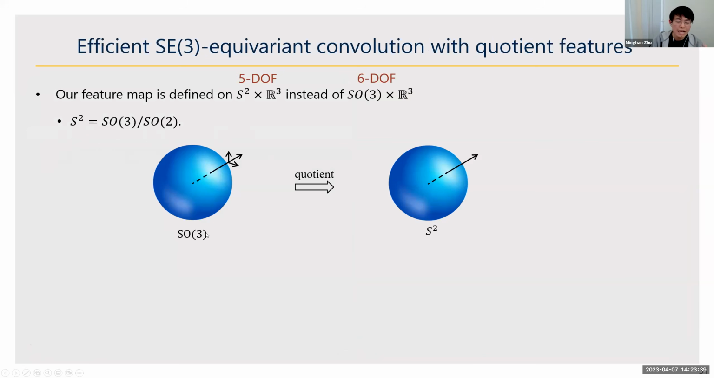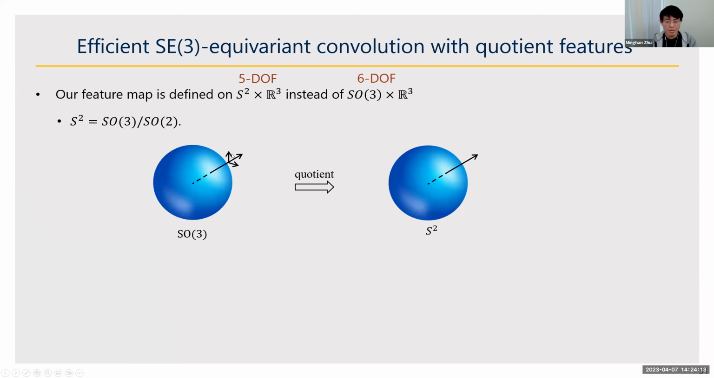So basically, SO3 is a group of 3D rotations. It can be understood as all the rotations of a ball. And every rotation of a ball can be specified by a rotational axis and the angle around this axis. By taking the quotient of this SO3 rotation by the planar rotation, it's basically to group all the rotations over the same axis as a single point. So now the quotient space can be represented by all the points on the sphere.